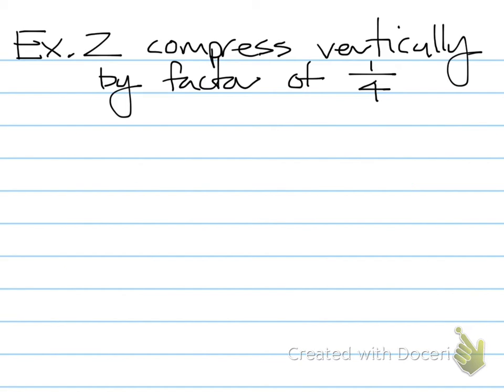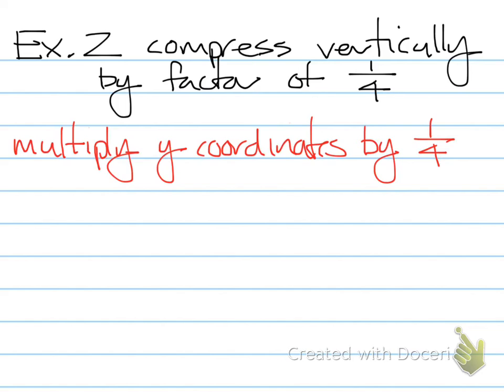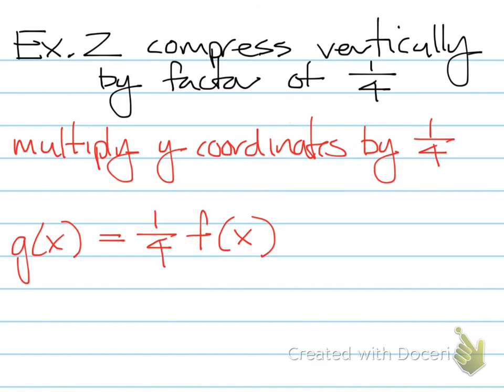For this example, we want to compress the parent function vertically by a factor of 1/4. So that means that a is going to be 1/4. Whenever we're compressing it vertically, we're just going to multiply all of the y coordinates. Since it's being compressed vertically, we're going to multiply all the y coordinates of the pre-image by 1/4. And then again, a is 1/4, so we should just have g of x equals a, which is 1/4, f of x.